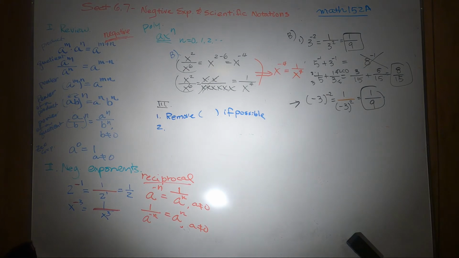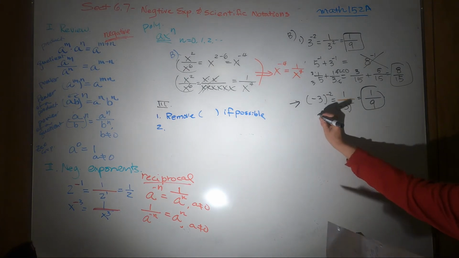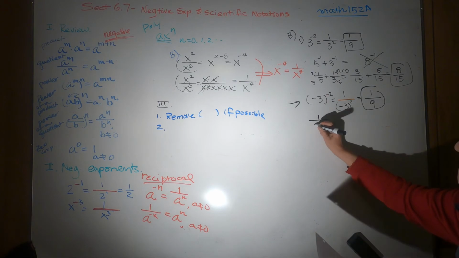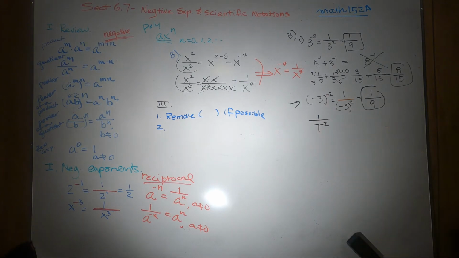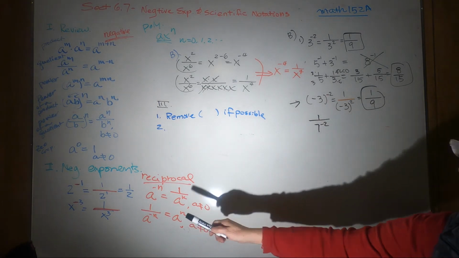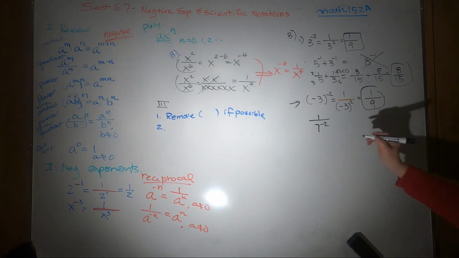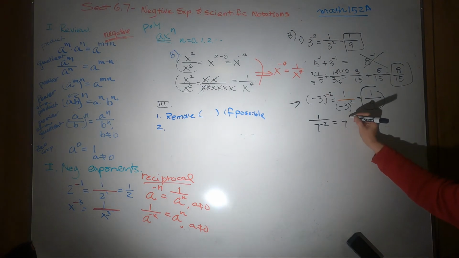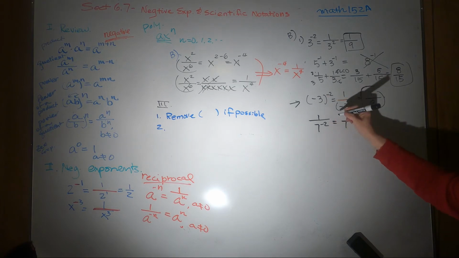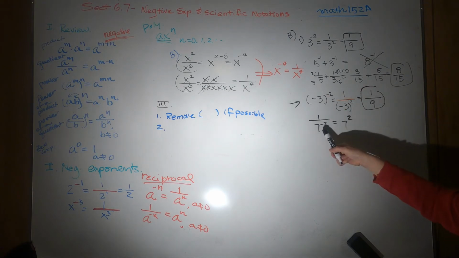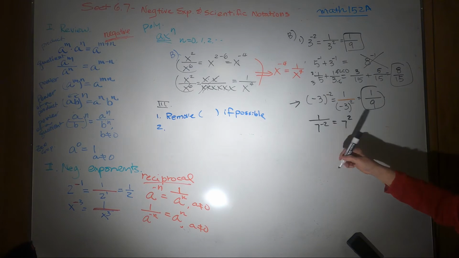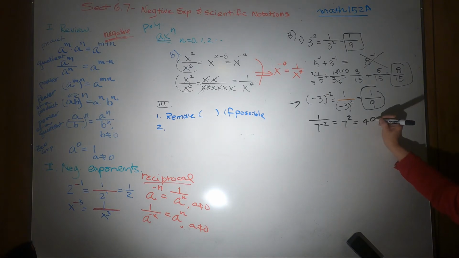Okay? If we have this one, 1/7 to the negative 2 power, then it's like this. You have to write it as the reciprocal, then to the second power, you flip it to the top, then you remove your negative, right? It should be what? 49.